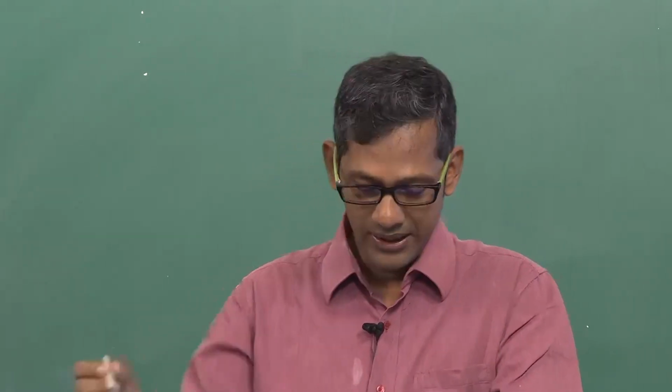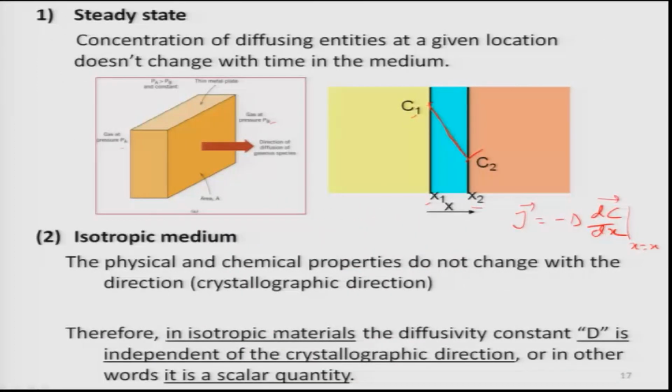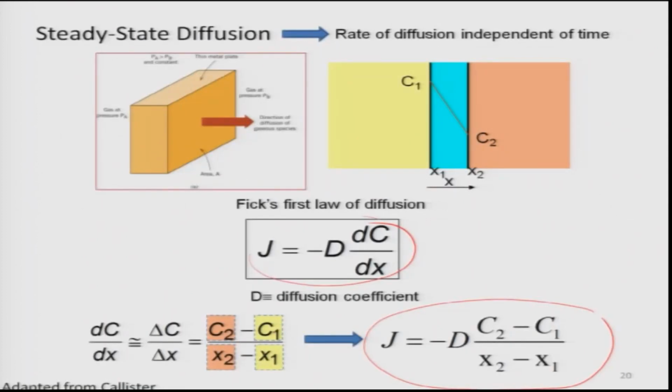Before I do that, let me just again tell you that at steady state J, in a one dimensional case obviously, is defined as minus D dC/dx, where x is any location in the medium. We can define this in a very simple way. We can assume steady state and an isotropic medium, and we can simplify this equation so that J is equal to minus D ∂C/∂x, and that is what you read in the books as the first law of diffusion.